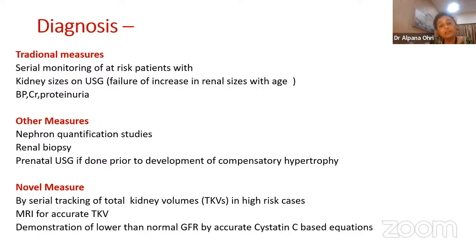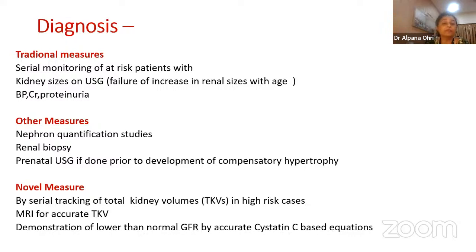And the traditional measures on sonography of renal length and breadth, etc., will not be able to pick up these individuals with less nephron endowment. So that leaves you with other kinds of measures like nephron quantification studies, which are actually just a research tool, or doing a biopsy, which is very invasive. How many biopsies will you do when the numbers are so large? So that too is not the answer.